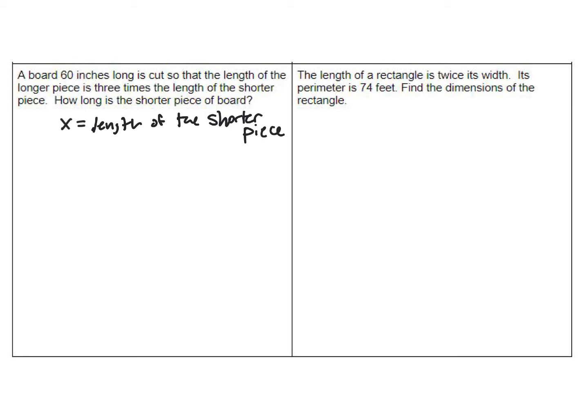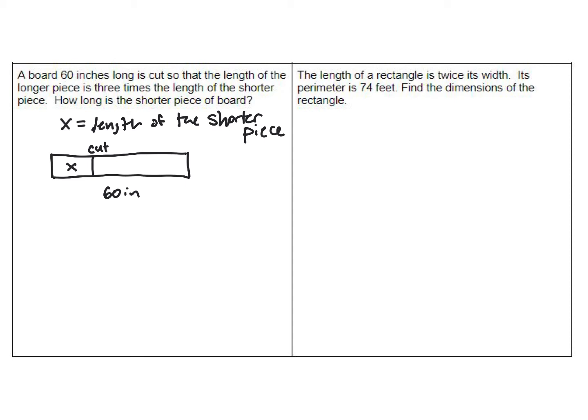Now what I have to do is come up with a formula and equation. To help understand this, I'm going to draw a picture. We have a length of board. That length of board is 60 inches total. Okay? We're going to cut it into a longer piece and a shorter piece. So right here, this is going to represent where I'm cutting. So I'm going to cut there. The length of the shorter piece is x.